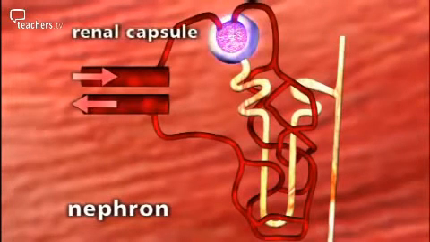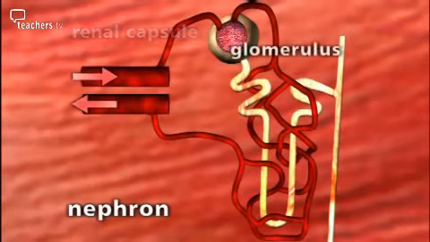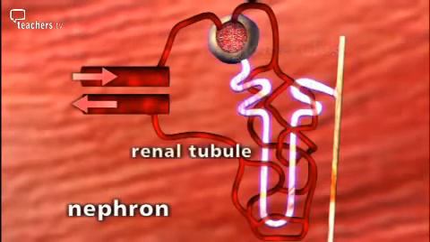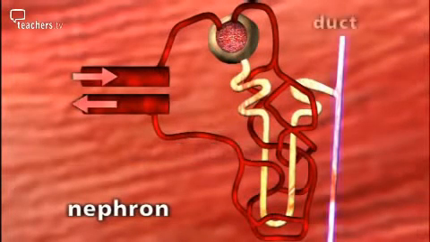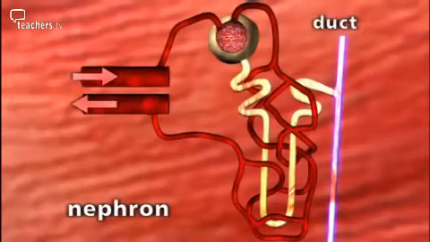Firstly, the renal capsule. The capsule is shaped like a wine glass, the central part of which holds a bundle of capillaries called the glomerulus. Secondly, the renal tubule. This narrow tubule has its inner end connected to the renal capsule and its outer end to the third structure, the collecting duct. This duct leads to the ureter.